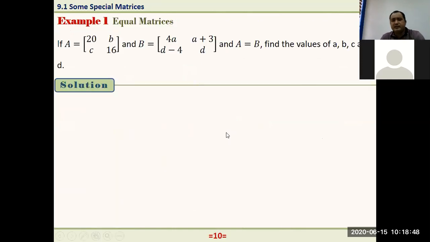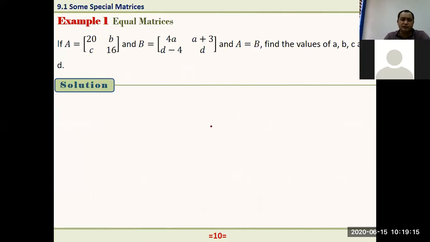All right, example for equal matrices. If matrix A is given by these entries, it is a 2 by 2 matrix, entries are 20, b, c, 16. And B is 4a, a plus 3, d minus 4, and d. And also it's given that A is equal to B. These two matrices are equal. If it is so, we need to find the values of a, b, c, and d.